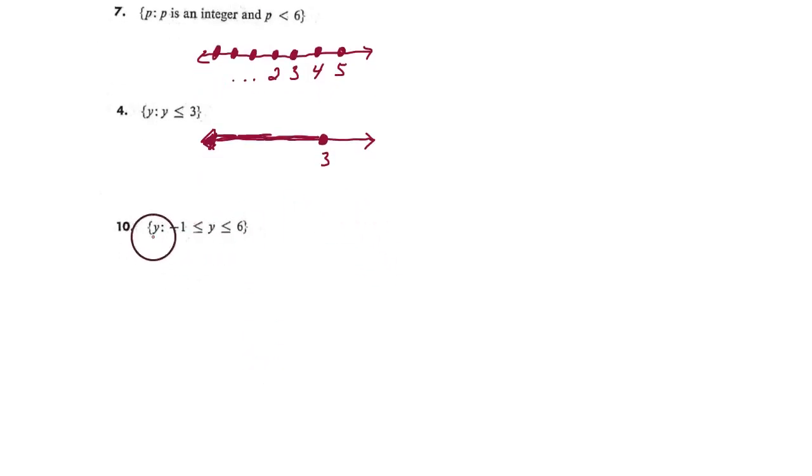Number 10, graph all numbers y such that y is in between this number and this number. So make a number line, locate where -1 is and where +6 is. Pay attention to the inequality arrows. Because of those equal to symbols, they're closed endpoints. Then shade in between those endpoints, because the letter y is in between those two numbers.